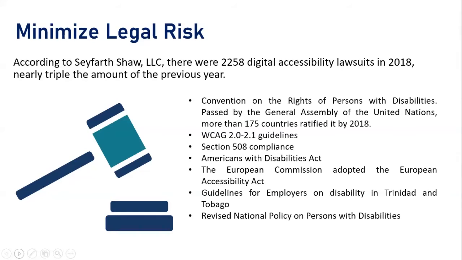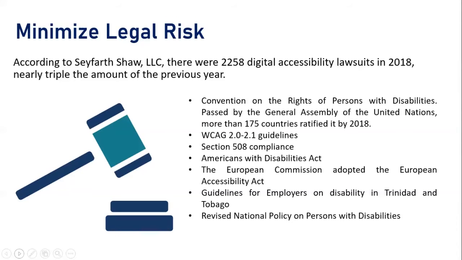So just to touch a little bit on the legal aspect of it again, we've looked at the Convention on the Rights of Persons with Disabilities, and this, of course, was passed by the General Assembly of the United Nations and was ratified by over 175 countries by 2018. And it's important to understand that because they are the ones who are setting the guidelines for all of the nations of the world. So once we understand what is in that document, we can then align our businesses to suit.